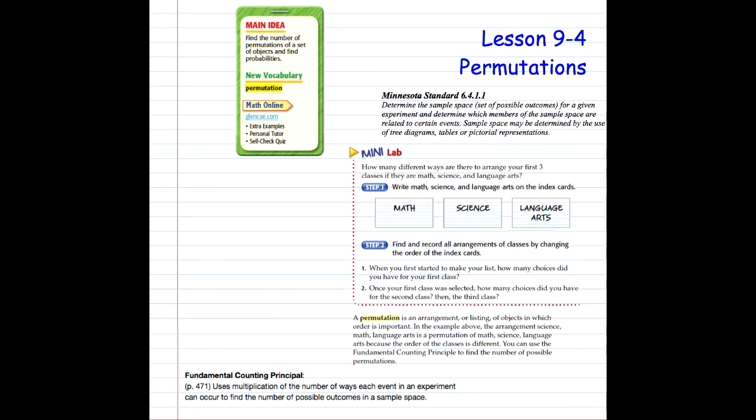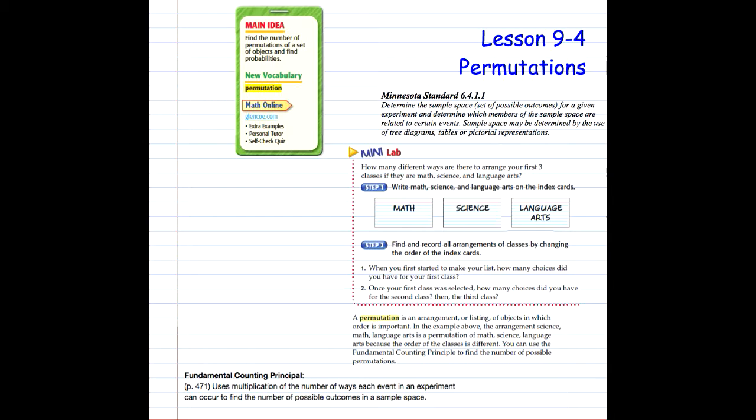This is lesson 9.4, permutations. How many different ways are there to arrange your first three classes if they are math, science, and language arts? Write math, science, language arts on the index cards. Find and record all arrangements of classes by changing the order of the index cards.